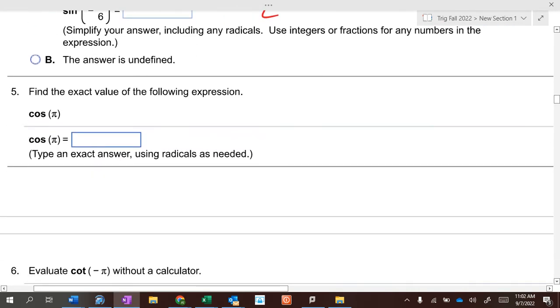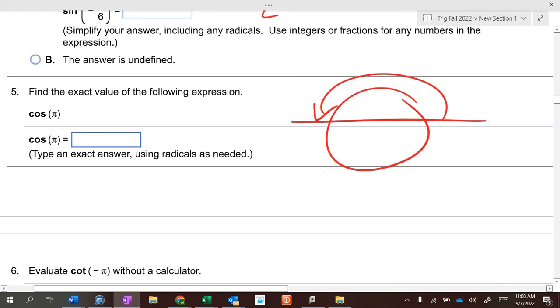The cosine of pi. Where's pi at on your unit circle? How many degrees? 180. So we were looking for the cosine at 180. What's the x value at 180? There you go. Easy peasy lemon squeezy.